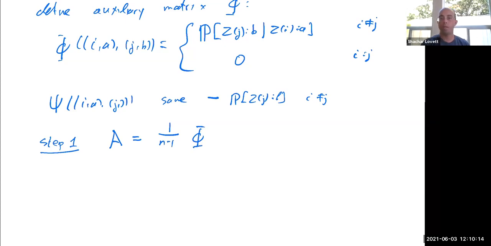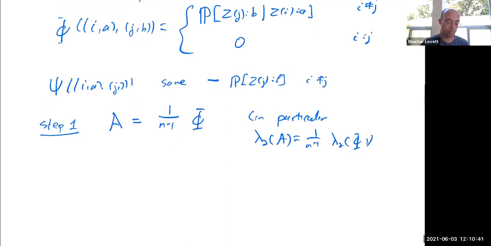So we're going to prove that this phi matrix is exactly the normalized adjacency matrix up to scaling, exactly the scaling I'm trying to get, 1 over n minus 1. So in particular, lambda 2 of A is going to be equal to 1 over n minus 1 times lambda 2 of phi, because they're the same matrix up to scaling.